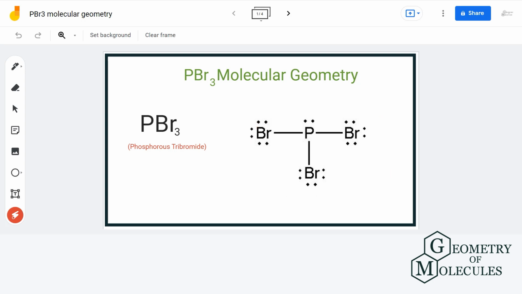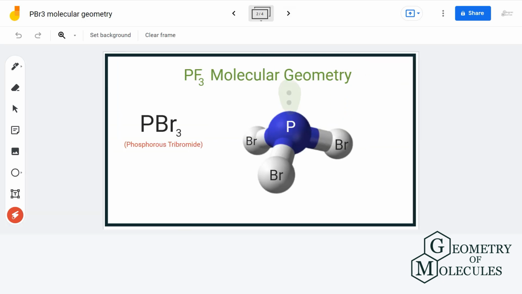This is the Lewis structure of PBr3 where phosphorus is forming 3 single bonds with 3 bromine atoms and has 1 lone pair of electrons on it. We must always note down the number of lone pairs and bond pairs attached to the central atom in the Lewis structure as they affect the final geometry of the molecule. So if you look at the structure in 3D, we can see that the structure is trigonal pyramidal.